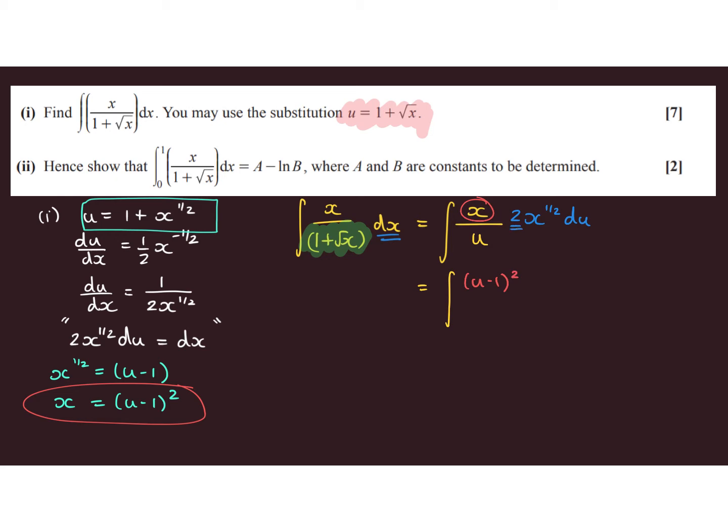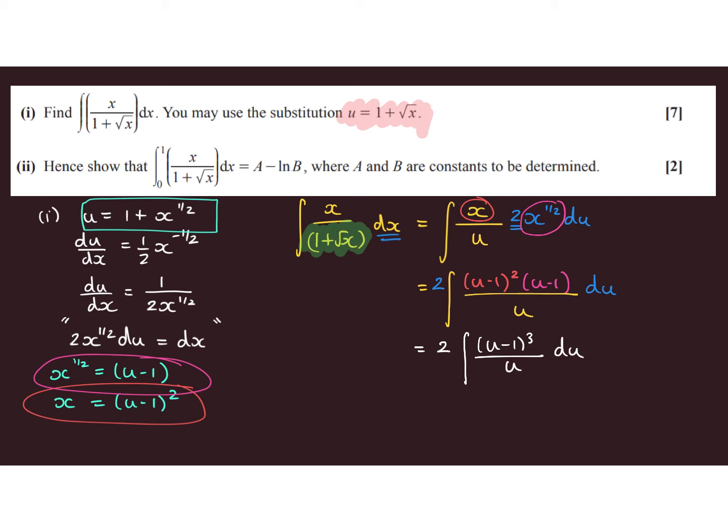Now there's a factor of 2 here, which I'm just going to pull outside of the integral like that. And we've then got this part, which is x to the power of a half, which I'm going to replace with u minus 1. Now the whole thing is over u and is integrated with respect to u. So we now have to work out how to complete this integral. We need to expand the brackets in the numerator, so the brackets simplify to (u minus 1) to the power of 3, then divide by u, and then complete the integral.